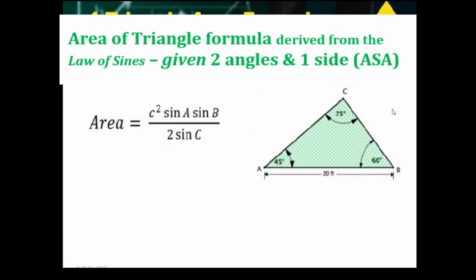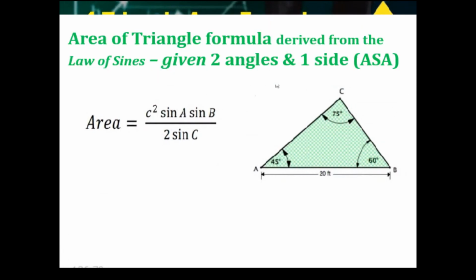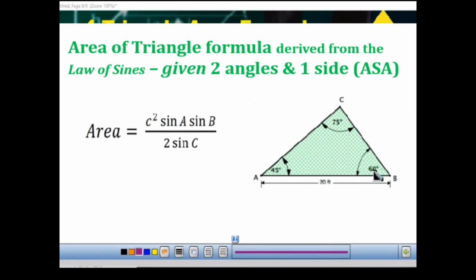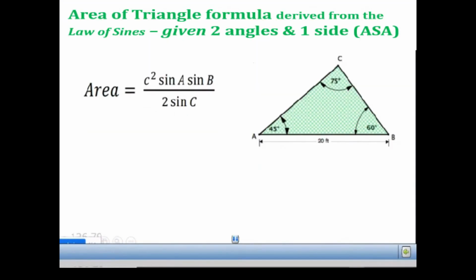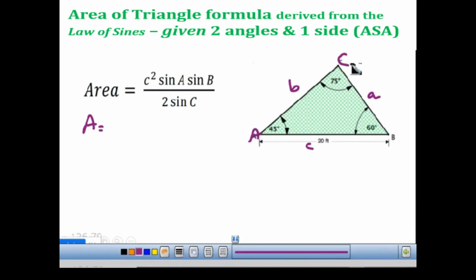Example number 3, find the area of the following triangle given 3 angles and one side. How do you do that? Well, I could use this formula here, which is derived from the law of sine. So now area equals c squared. This is your c here because that's facing uppercase C. This is lowercase b, this is lowercase a, and I have the angles here, see the angles already listed? Uppercase A, uppercase C, uppercase B. So I have c squared, which is 20 squared.